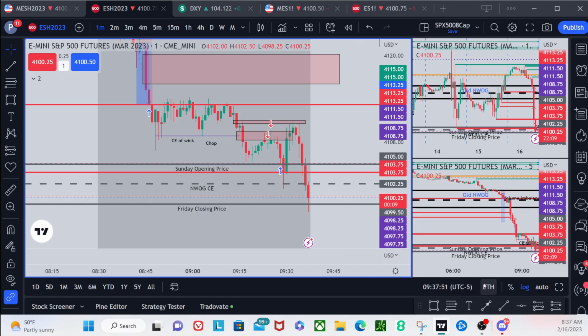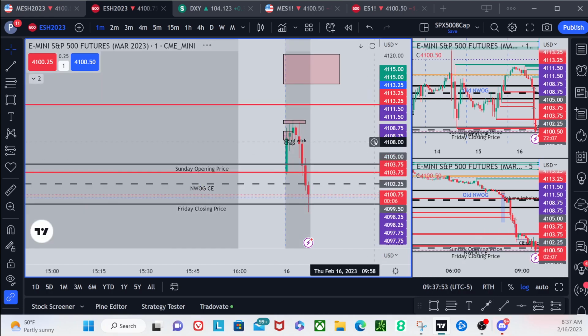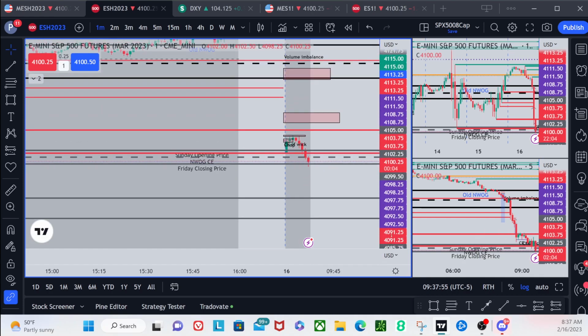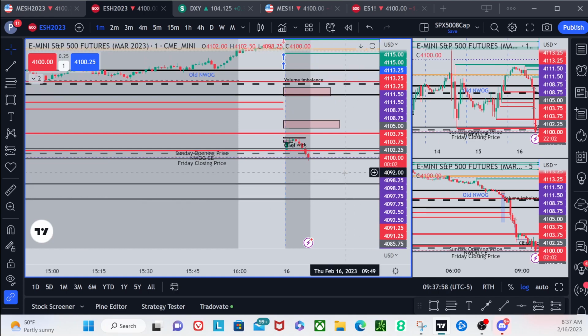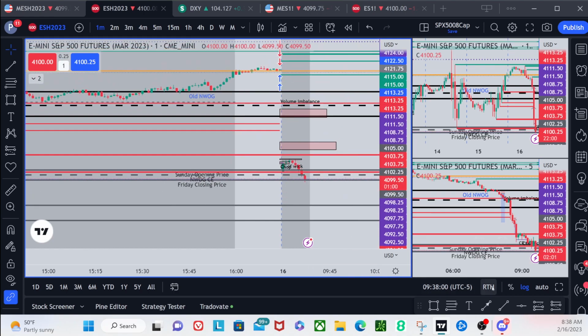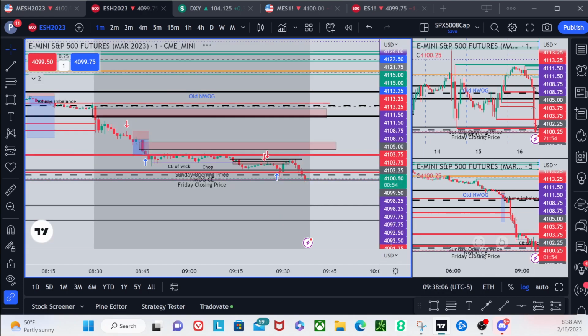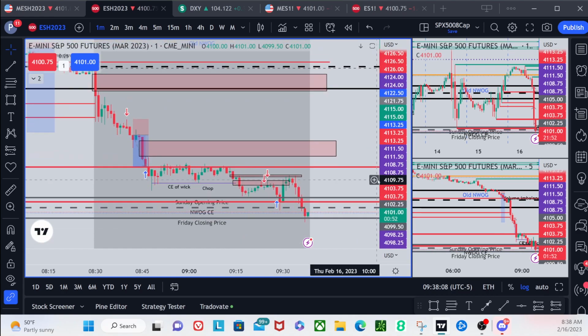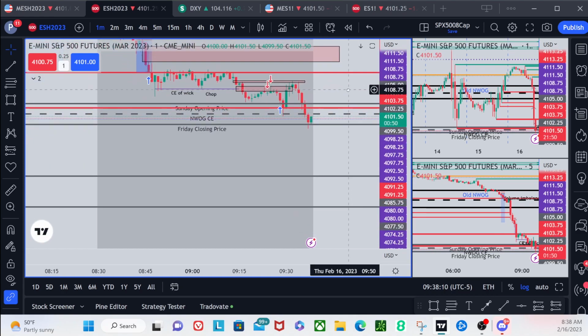So what I'm watching now is what we do once we go below the new week opening gap. Typically, what will happen is it'll accumulate here, run back up, and start to work inside this gap. So I'm looking for that type of event in here. Not that I'm seeing it here. I'm looking for that type of signature.